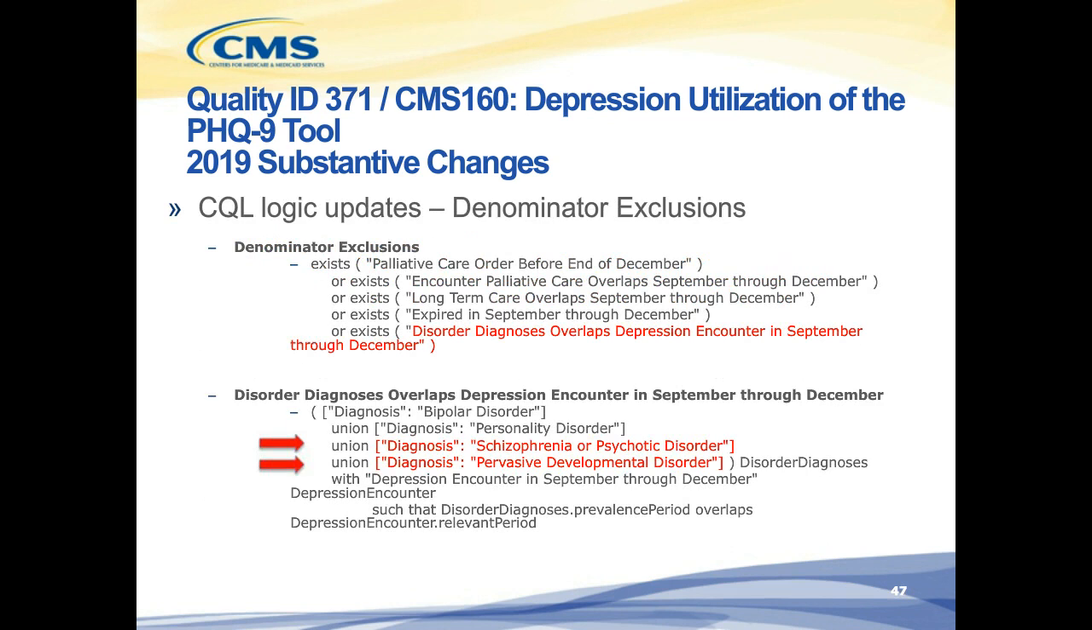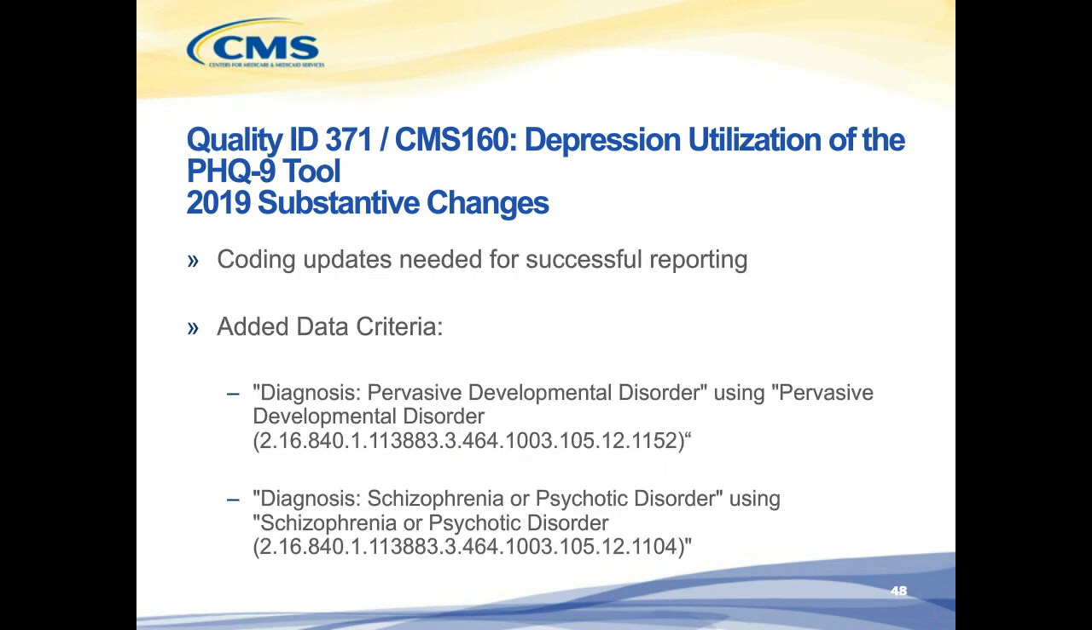Okay, now, if we look at the CQL, where are we going to find this change? First, we're going to look in the denominator exclusions definition, and we see highlighted in red a definition, disorder diagnoses overlaps depression encounter in September through December. And as we dive further into that definition, we can see that in red, there is now an added value set of schizophrenia or psychotic disorder and pervasive developmental disorder. And note, this logic is actually repeated for all three populations for the given time frames. Okay, when we talk about terminology updates, again, we will add the pervasive developmental disorder and the schizophrenia or psychotic disorder value sets.